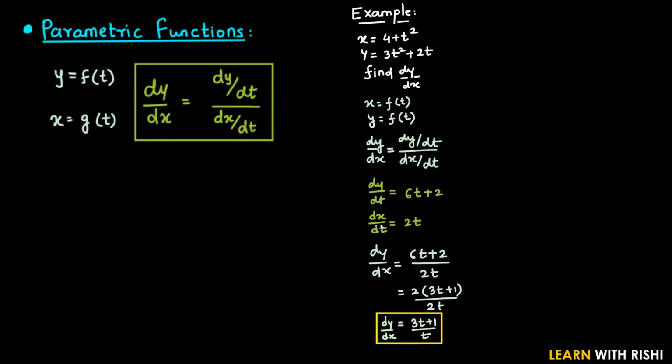So this becomes 2t. Now we have to find dy by dx, which is nothing but dy by dt upon dx by dt. So it will be equal to 6t plus 2 upon 2t. If you take 2 common here and solve, your final answer will be 3t plus 1 upon t. So this is how you deal with the parametric functions.